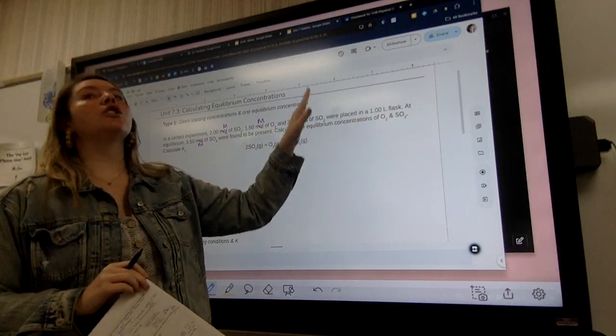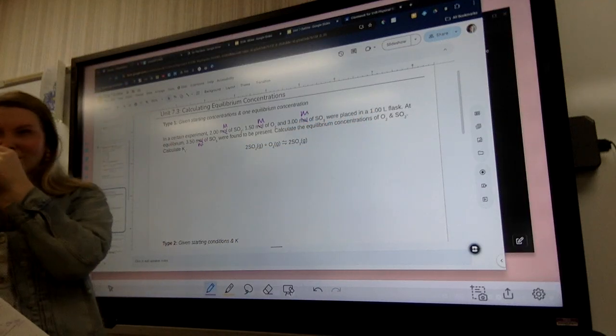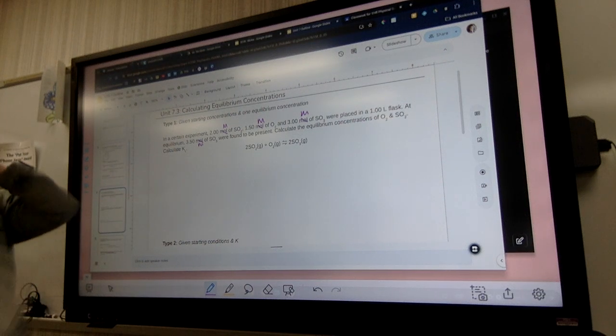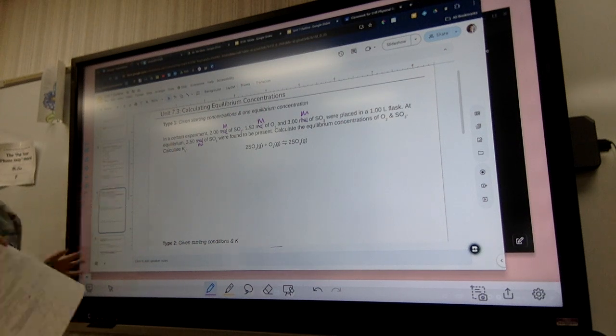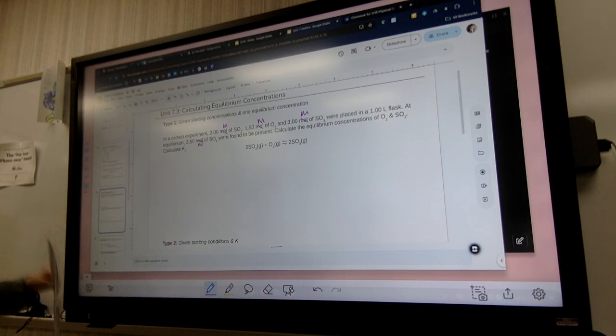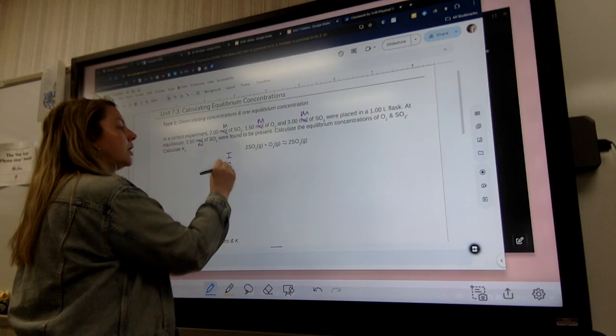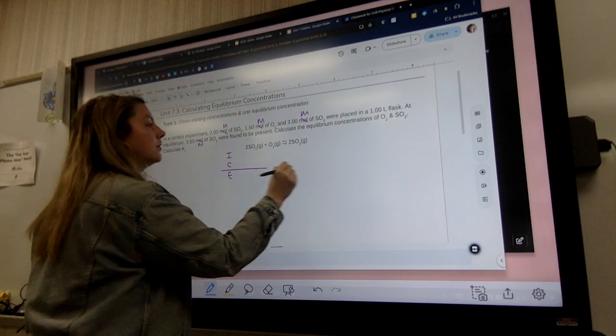A good chunk of the time, your volume will be 1, so really it's the moles or just the molarity. But sometimes it won't. Sometimes it'll be like 1.5. So then you actually have to divide to find molarities before you plug them in. Okay? So here's our balanced equation. We're going to make our ICE table.